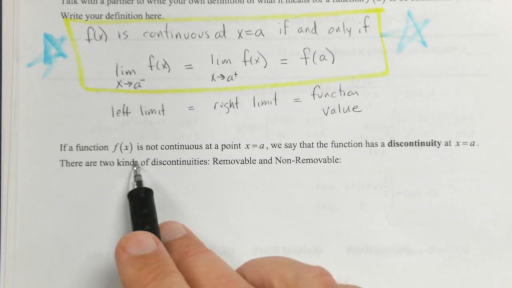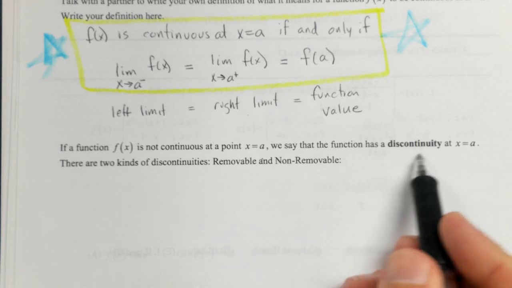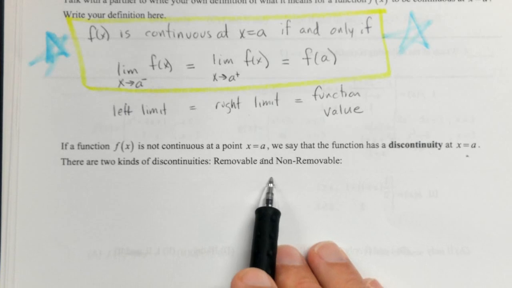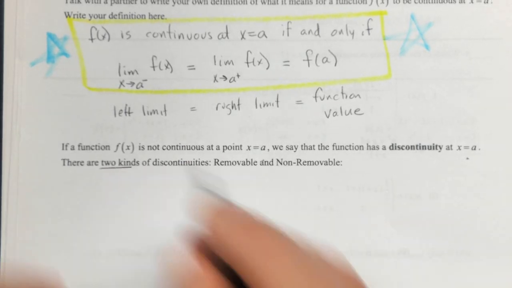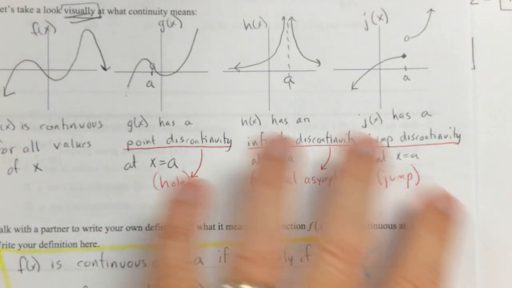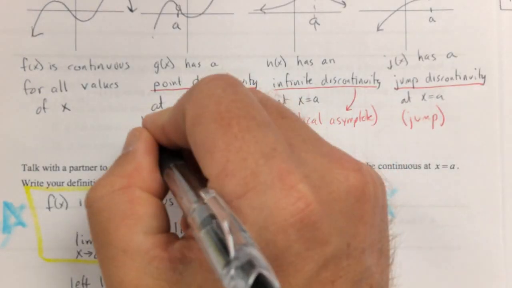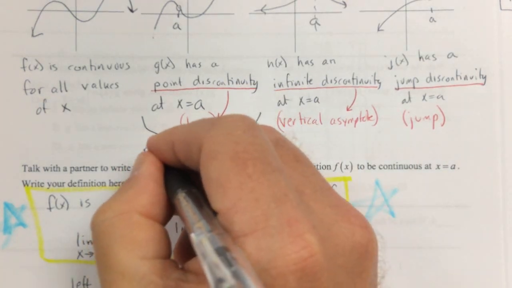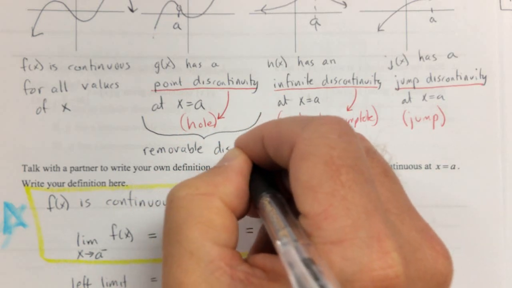All right. If a function is not continuous at a point, we say that function has a discontinuity at x equals a. There's two kinds of discontinuity. So maybe that sounds weird because it looked like, wait a minute, we just saw three different kinds of discontinuity. But we categorize within those three. The first one, the point discontinuity, is also called a removable discontinuity.